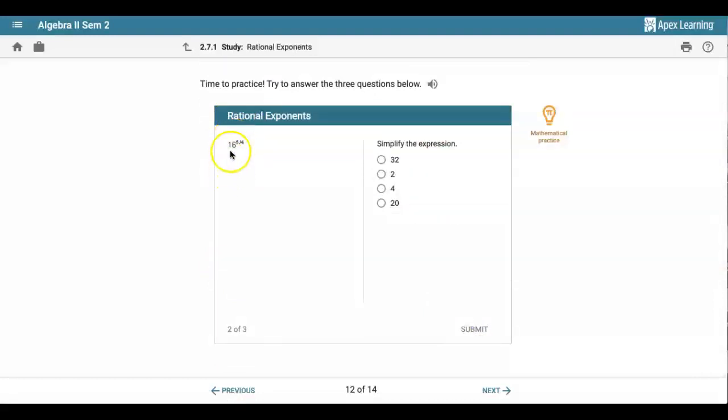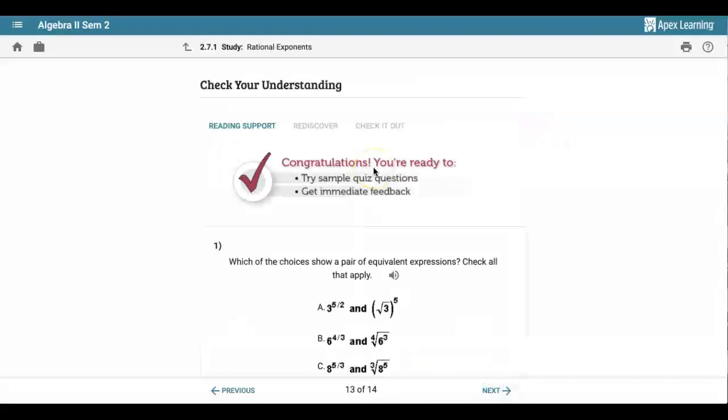Looking at this, again, knowing that we can do either of those processes first, we're going to go through and do this and then simplify our expression here. So for me personally, I would take the 4th root of 16 and then I would raise it to the 5th power. But I'll let you do that on your own there.